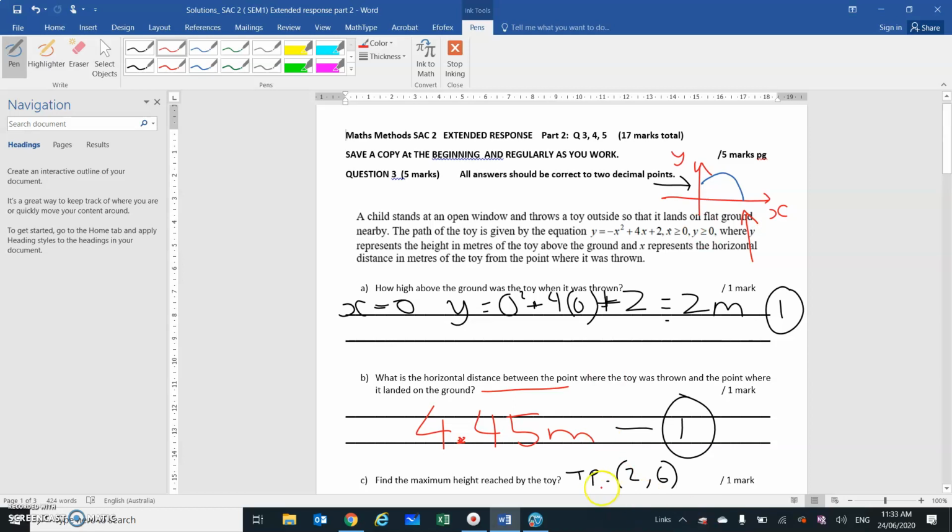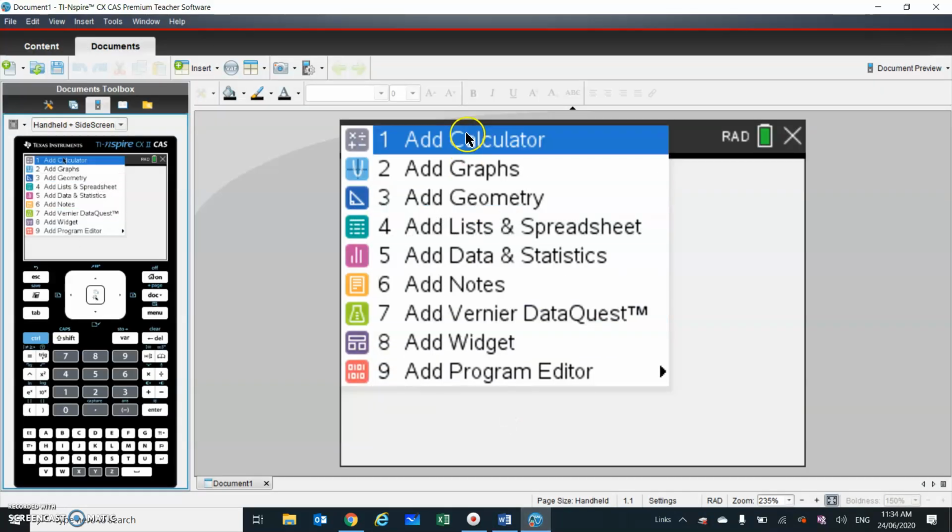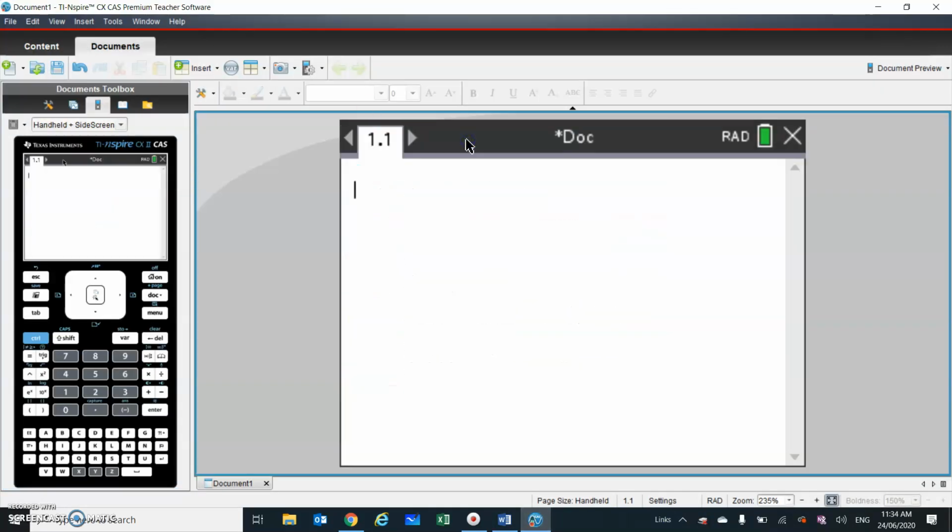You can do that 2 ways on your CAS. You can either go add calculator. This is probably the way I would do it. You're finding the x-intercept, so that's when y equals 0. So we just tap solve. When y equals 0, we want to find the x value. So the x-intercept when y equals 0: negative x squared plus 4x plus 2, comma x.